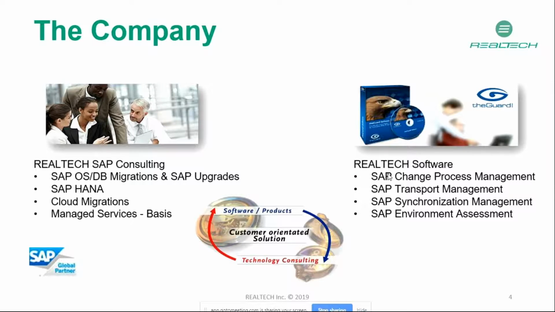So what do we do? There are basically 2 sides to the business. There's the consulting side from a technical basis perspective and a software side. On the consulting side, we are probably best known for OS/DB migrations and upgrades. Specifically, in the first quarter of 1998, SAP had just released the migration toolkit, and instead of doing their first production migration themselves, they asked REALTECH to do it, and it was successful. And we've done in the last 20 years over 1,000 and counting OS/DB migrations, and we've never failed.